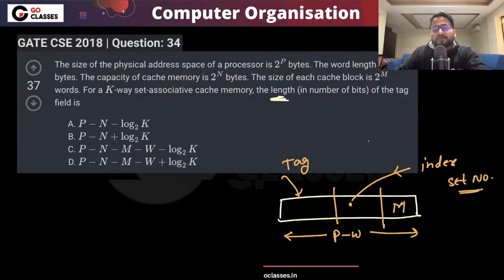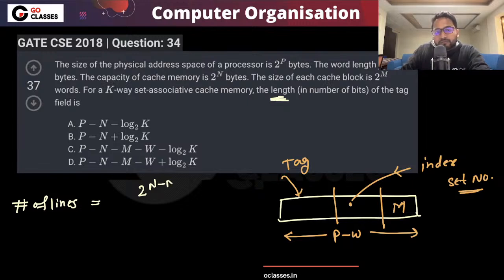So do you want to solve this question? You actually have to find out the index, right? Index means number of sets. You just need to know what are the number of sets. Okay. For that, first tell me what are the number of lines. What is the formula of number of lines? What is the cache size? 2 power n bytes, in terms of the word. So first convert in terms of the word. This is the cache size, right?